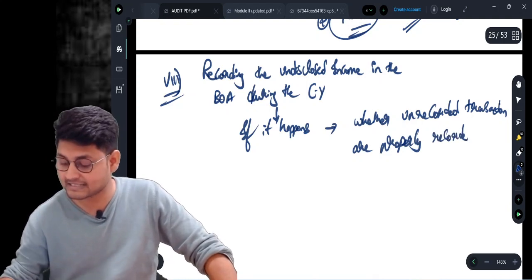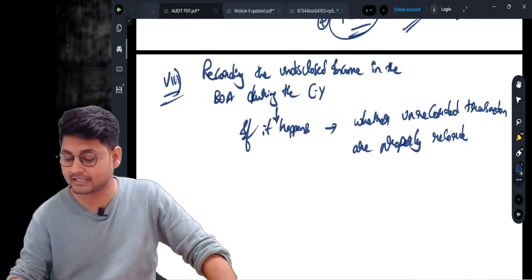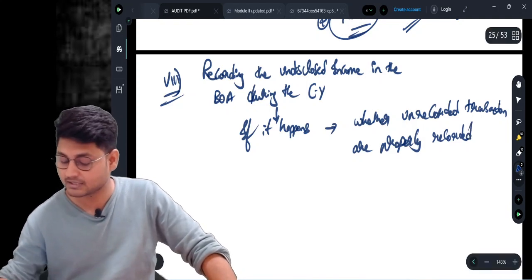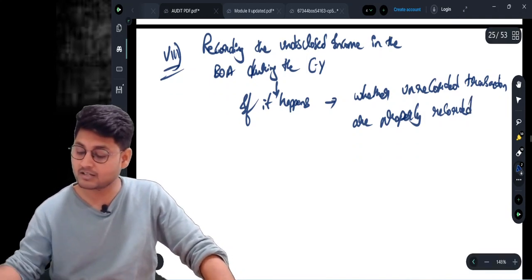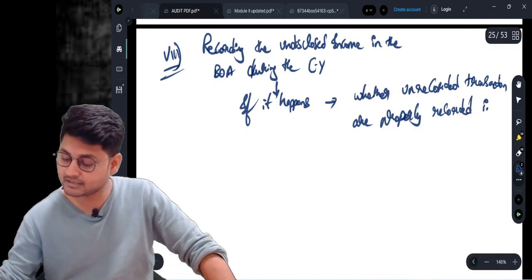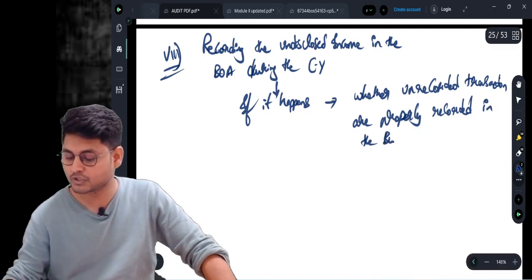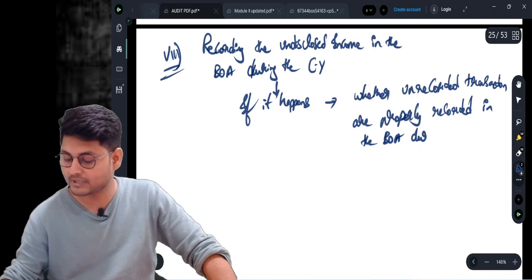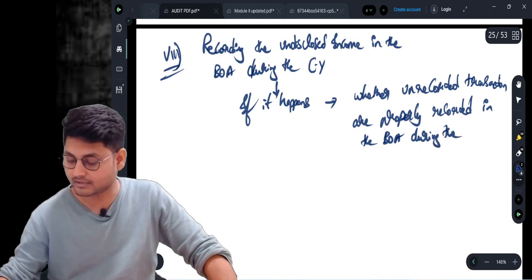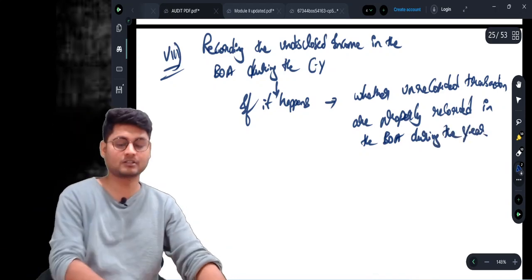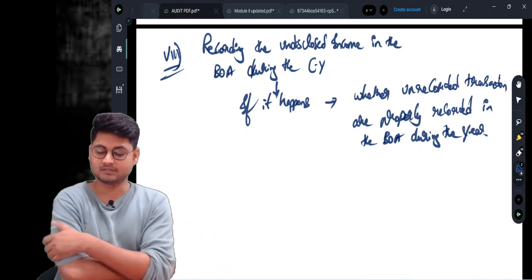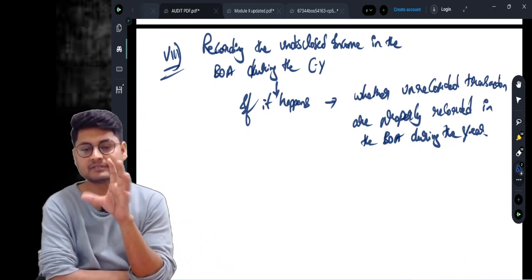Unrecorded transactions are now, for the first time, taken into the books of accounts. Then we need to check whether the unrecorded transactions are properly recorded in the books of accounts during the year. This is what we need to report. This is clause number 8. Point by point, word by word, we need to see.